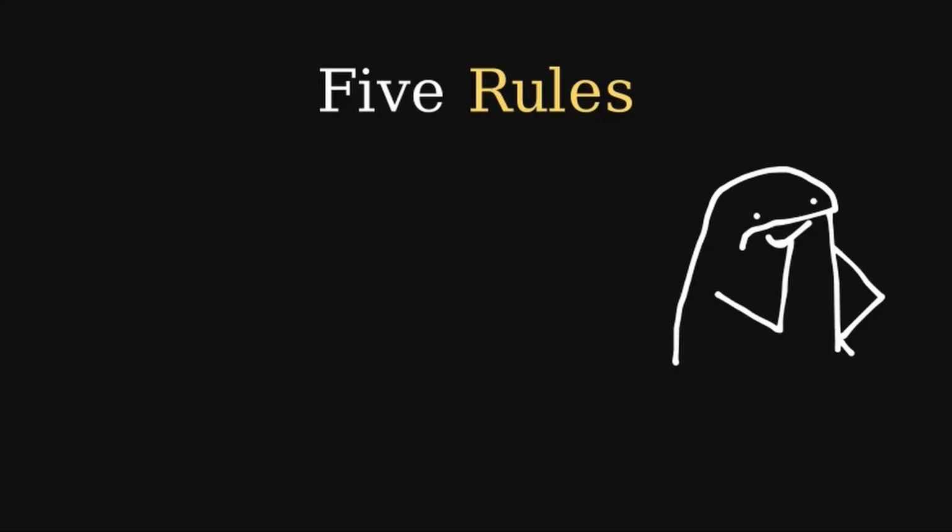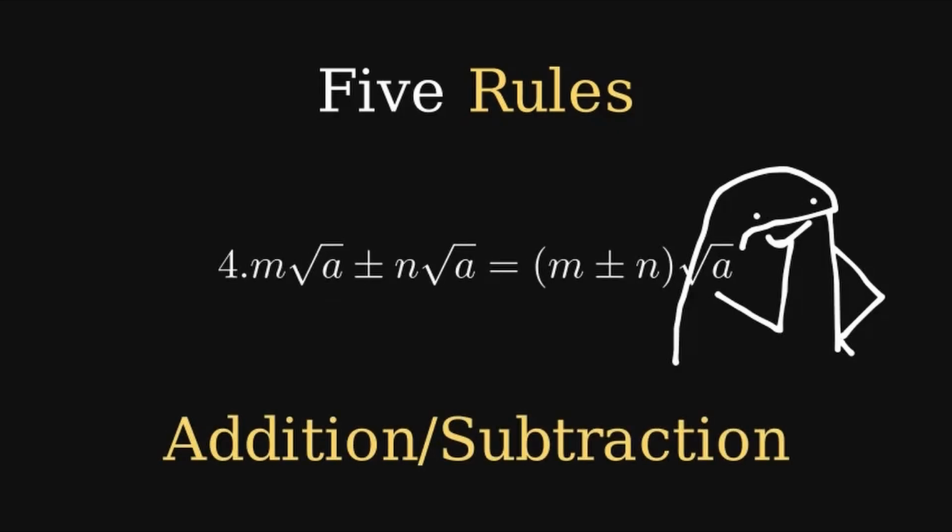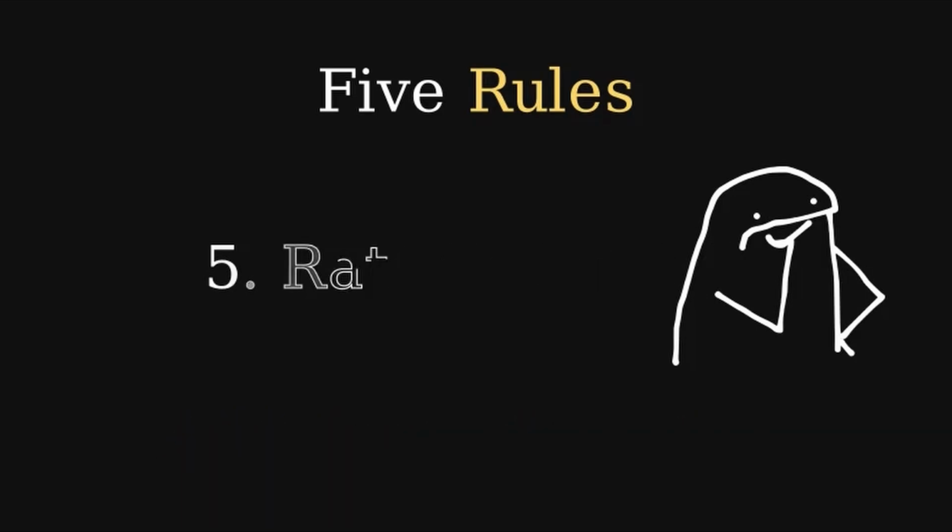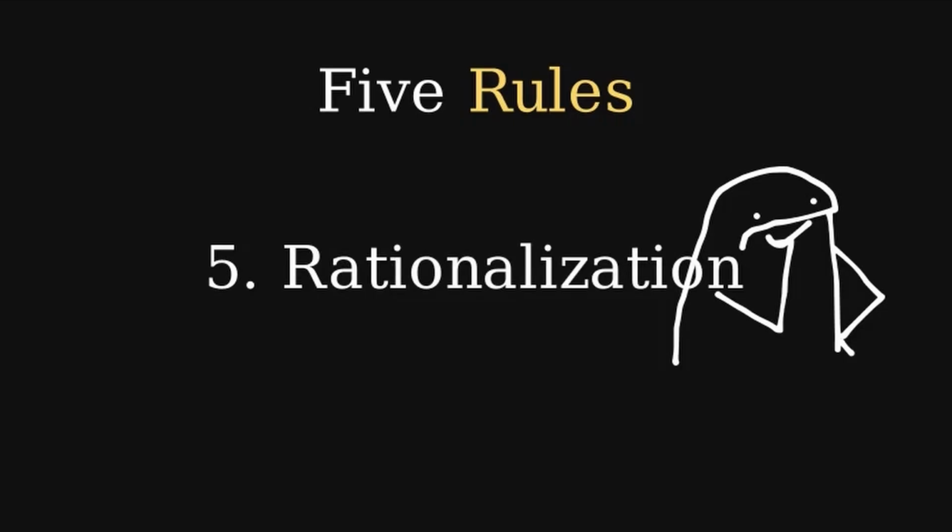The fourth is about addition or subtraction. M root A plus N root A is equal to M plus N root A. The fifth is all about rationalization, which I'll talk about in the next video, if there's a next video, I guess. Now let's apply the rules.